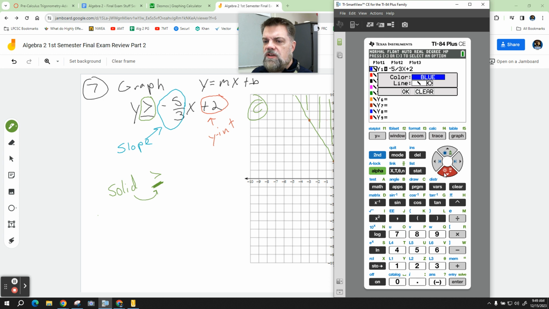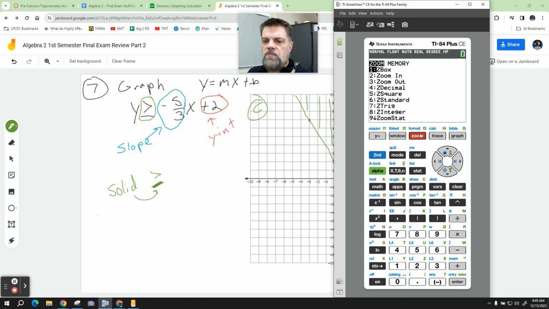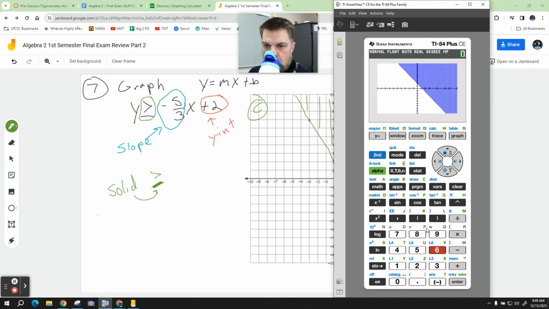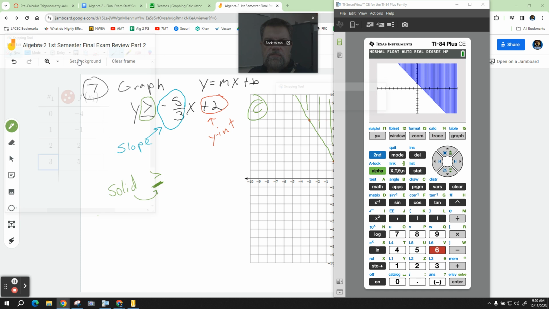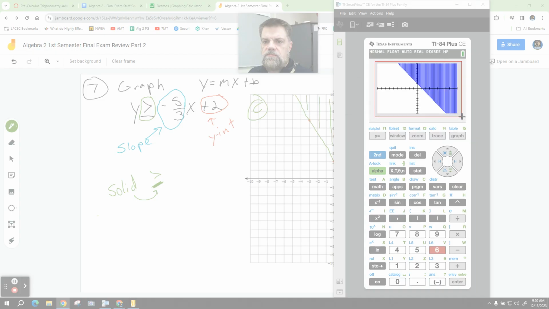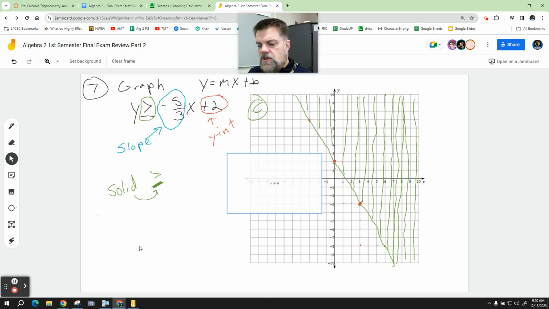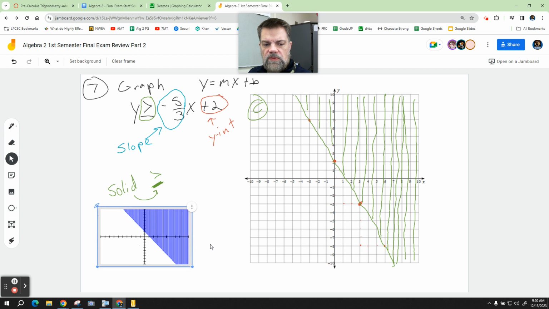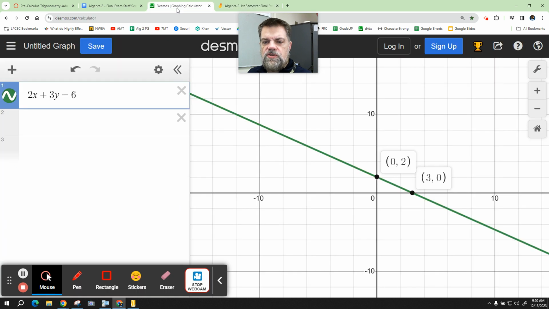And on the older calculators, you got to shade above the line. But when I do that, that'll shade above the line. Okay? So then if I go to zoom standard, which is 6, basically the same thing, right? So that's one way to do it on the fancy calculator. So we'll just take a little screenshot, put that right here. So that's what it looks like on a Texas Instruments calculator.